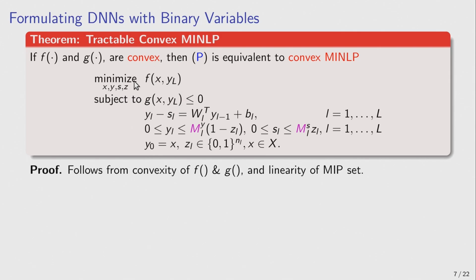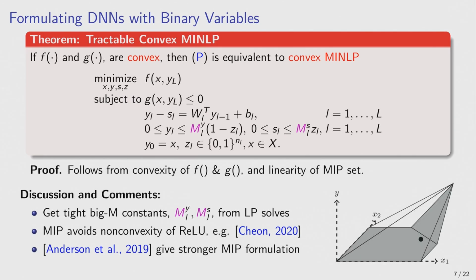And if my original problem was convex, then I now have a convex mixed integer nonlinear optimization problem. So that's a very favorable and nice property. And this just follows immediately from all the results we've seen before of convexity of these nonlinear functions and the linearity of the mixed integer optimization set. Okay, so this seems like it's doing great.